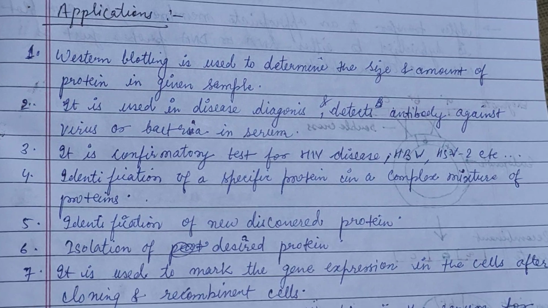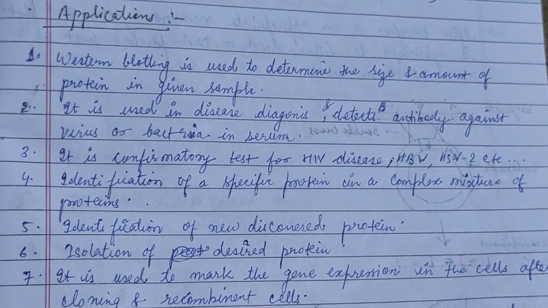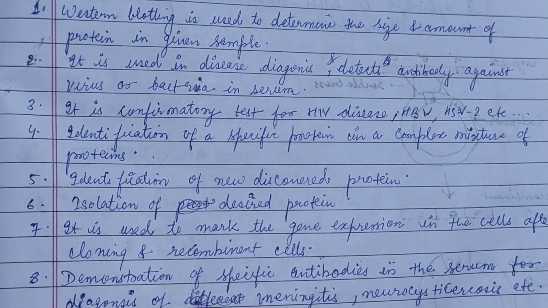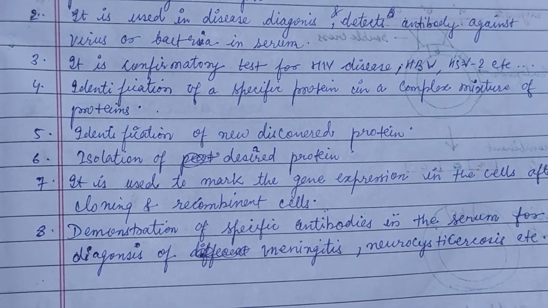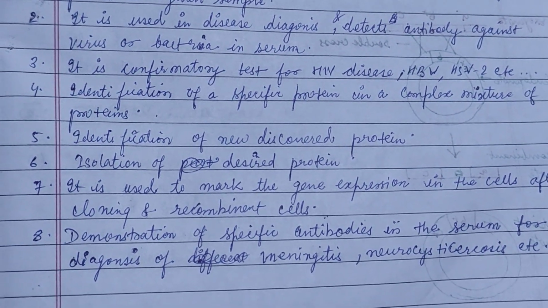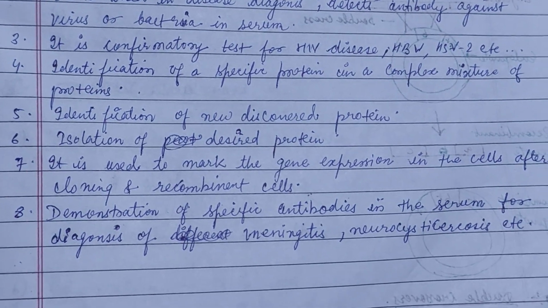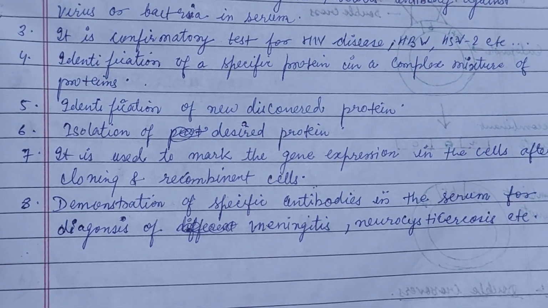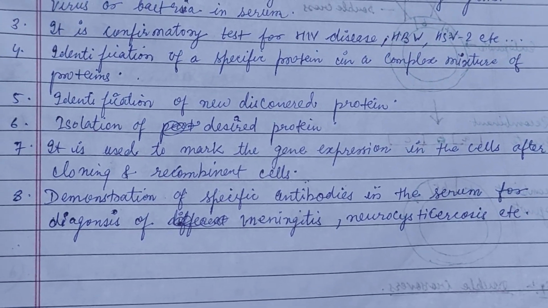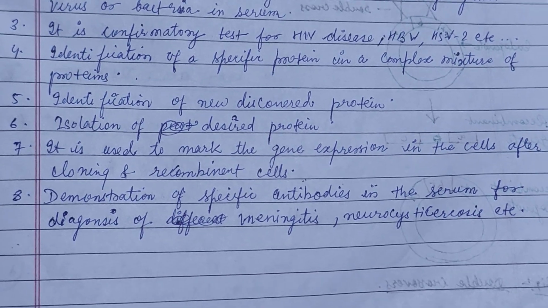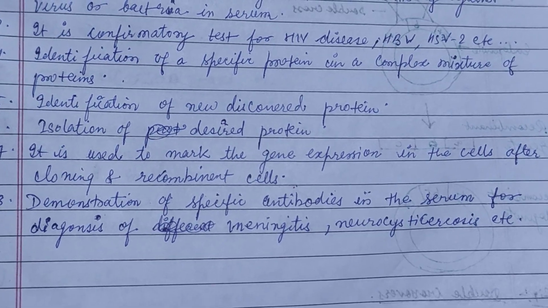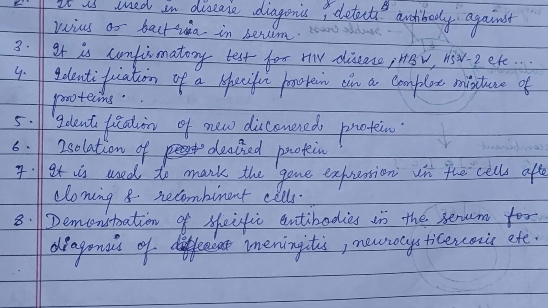Applications of Western blotting: it is used to determine the size and amount of protein in a given sample. It is used in disease diagnosis and to detect antibodies against viruses or bacteria in serum. It is a confirmatory test for HIV, HBV, and HSV. It is also used for identification of a specific protein in a complex mixture of proteins, identification of newly discovered proteins, isolation of a desired protein, and to mark gene expression in cells after cloning and in recombinant cells. It also demonstrates specific antibodies in serum for diagnosis of meningitis, neurocysticercosis, etc.